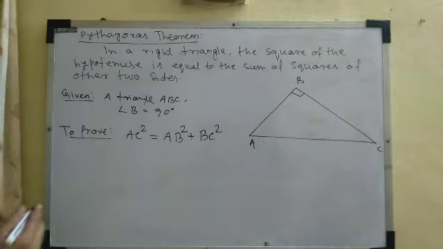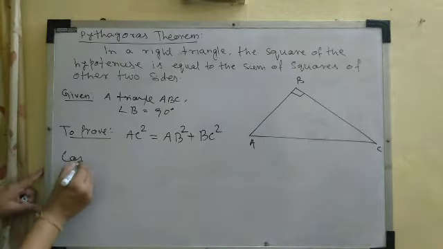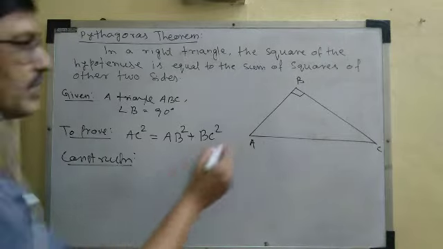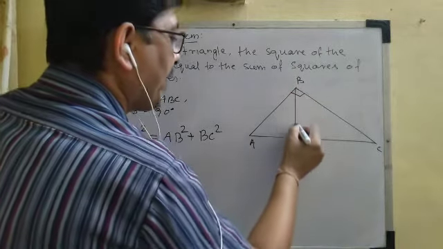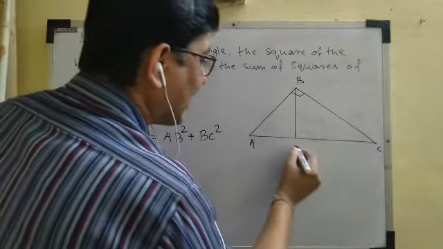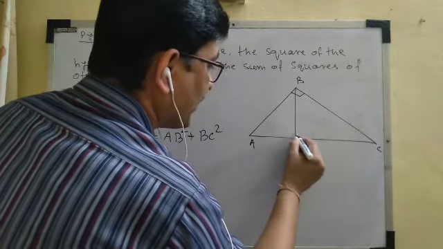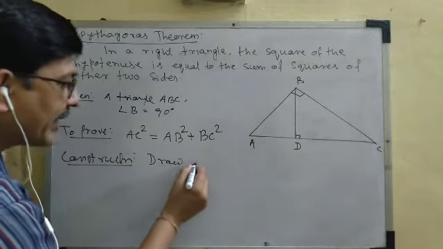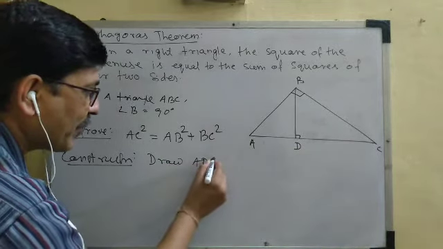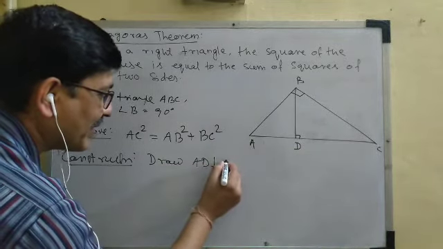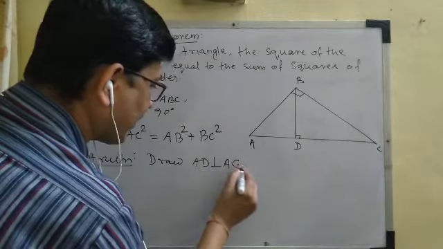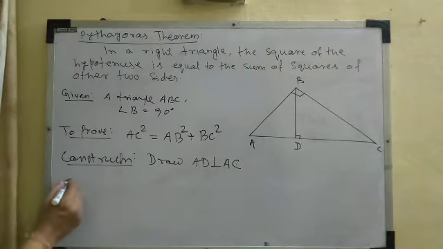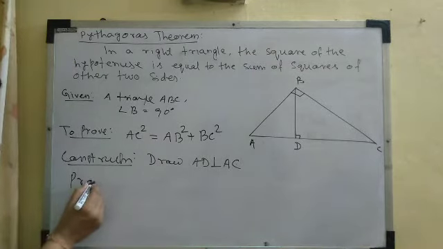So to prove this, let us construct a perpendicular from B on AC intersecting AC at suppose D. Draw BD perpendicular to AC. Okay, so now consider the proof of this theorem.